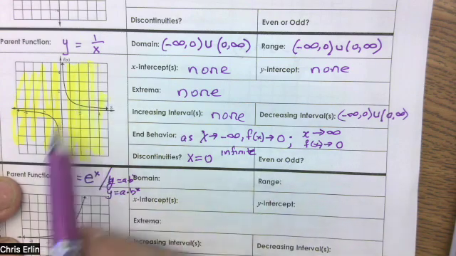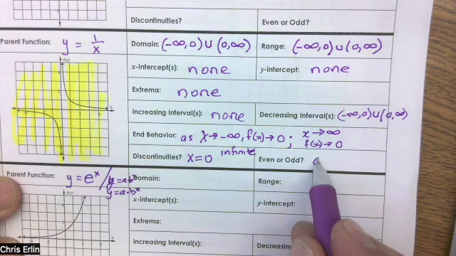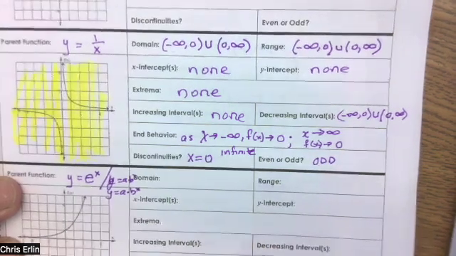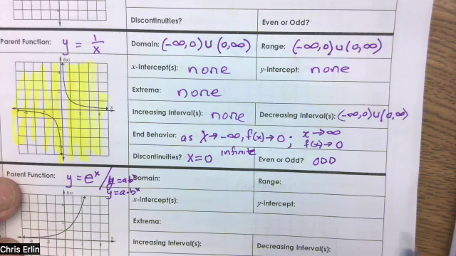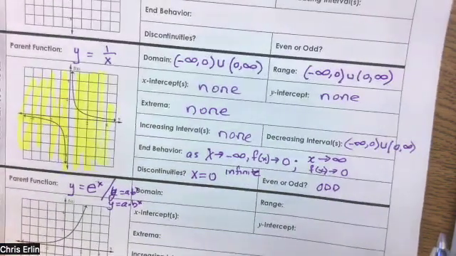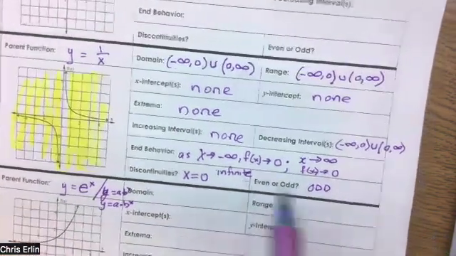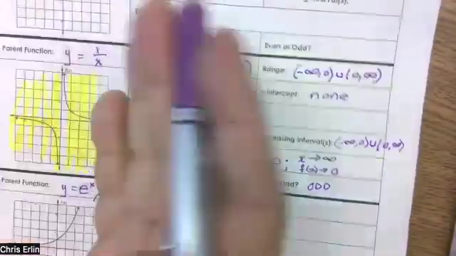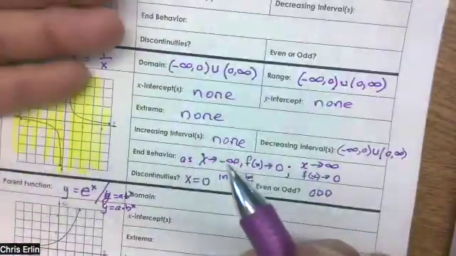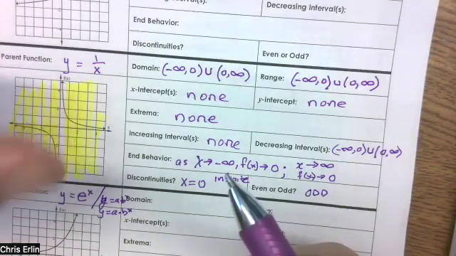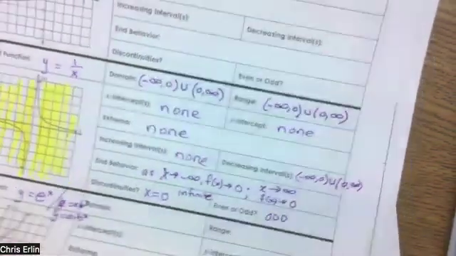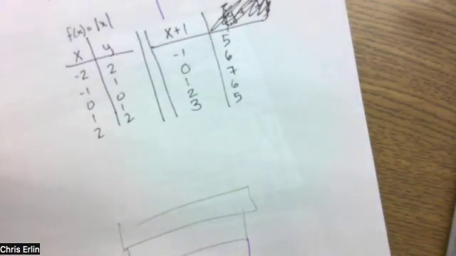Last one, even or odd? Odd, good. How do you know if it's even or odd? Does it reflect over the y-axis? Does it reflect over the x-axis or 180-degree rotation? Reflects about the origin. Yep.